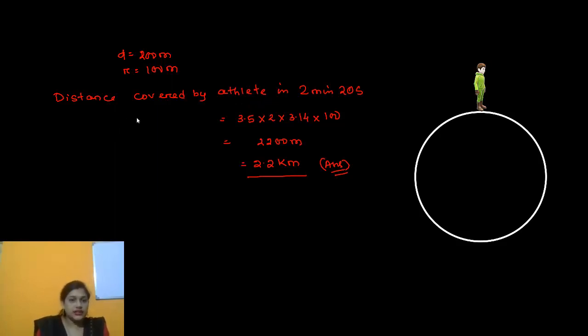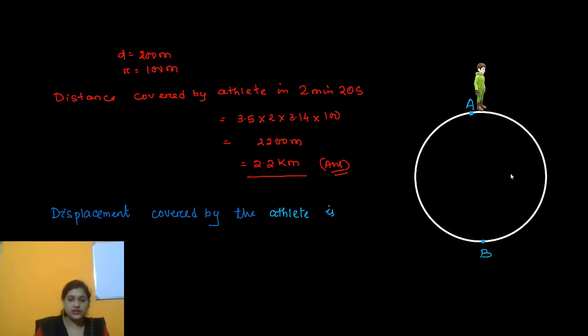Now the question is asking about the displacement. So the displacement covered by the athlete is how much? This is the shortest distance, and he has covered 3.5 rounds. So this point is his initial point. After 3.5 rounds he will come to this position. This is at B position.